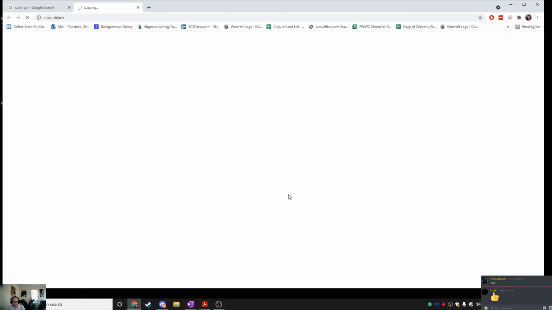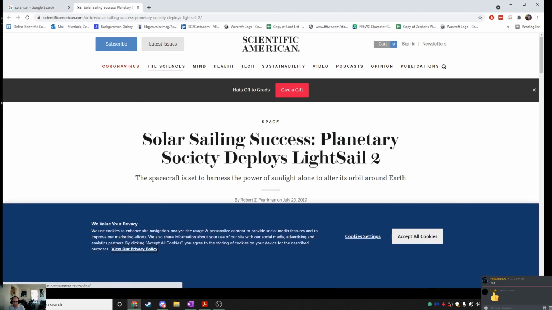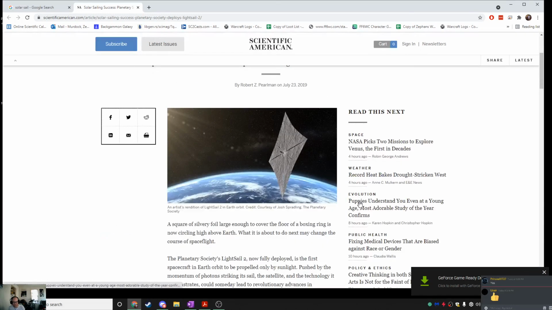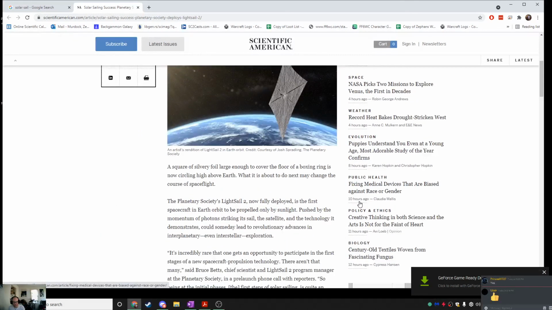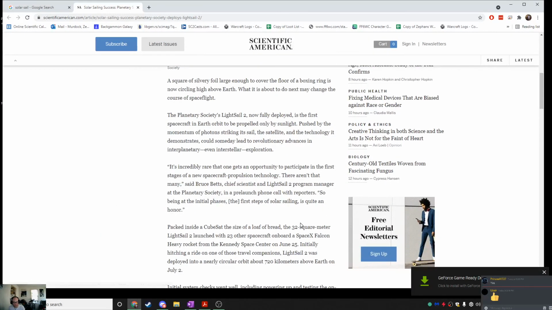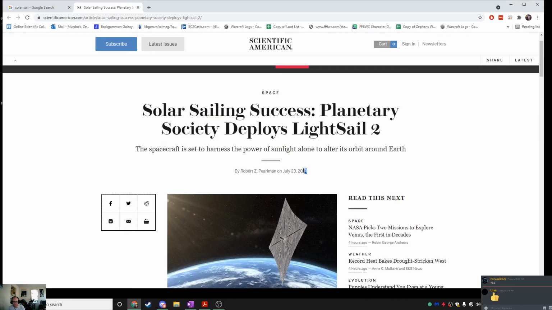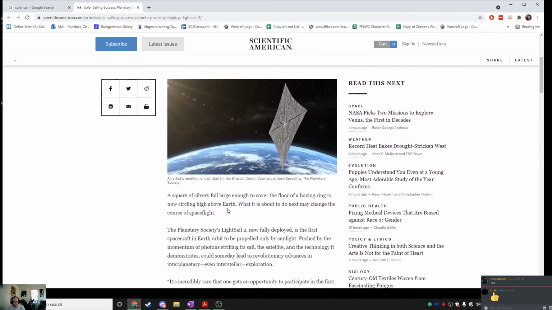So they sent something called Light Sail 2. Here's an article about this. Solar sailing success. Planetary Society deploys Light Sail 2. The spacecraft is set to harness the power of sunlight alone to alter its orbit on Earth. And they definitely proved that they could alter the orbit of their satellite, quite literally, just by sunlight. Apparently it was launched by SpaceX Falcon. When was this published? Let's see. 2019. Okay. So it's July of 2019.